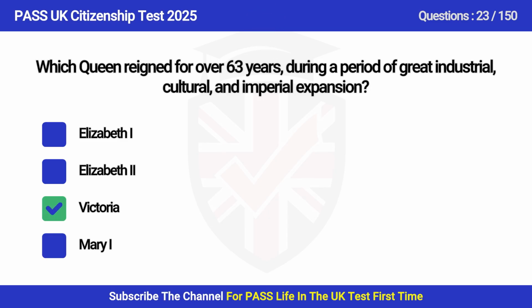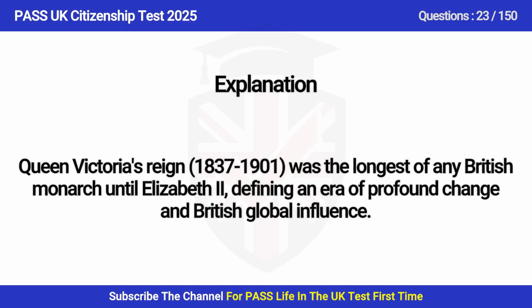Answer is C. Victoria. Queen Victoria's reign was the longest of any British monarch until Elizabeth II, defining an era of profound change and British global influence.